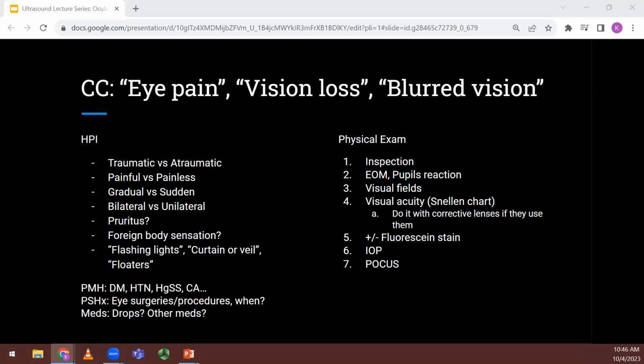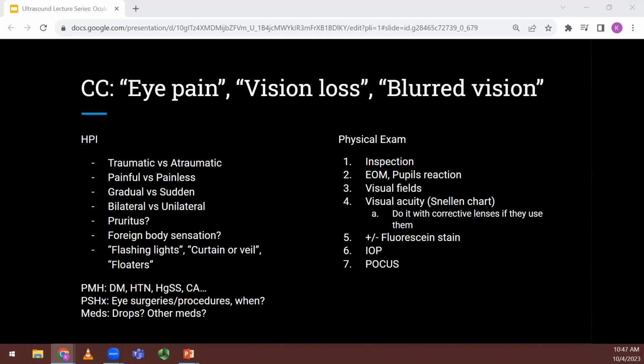You're going to assess your visual fields. Always important to do visual acuity. Remember to use your corrective lenses if they use them. Plus or minus fluorescein stain, depending on your degree of concern for an abrasion. Always do the IOP, and then finally focus on the posterior chamber.